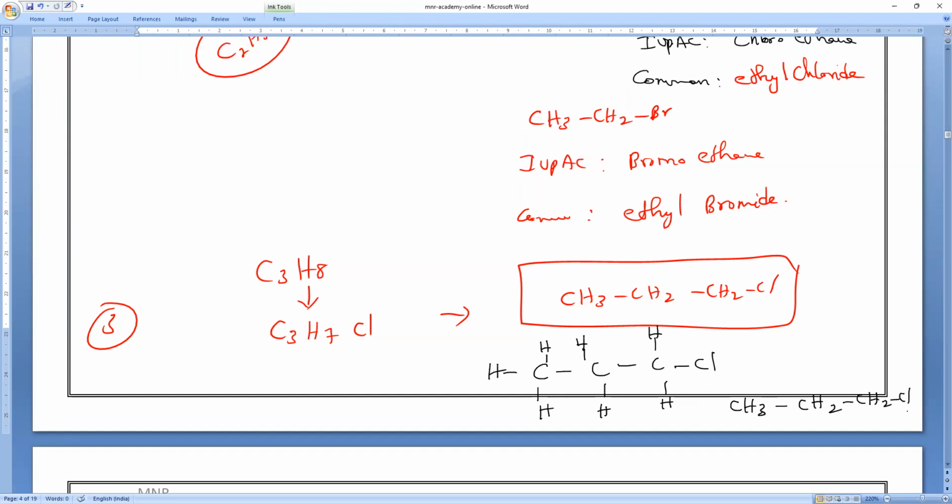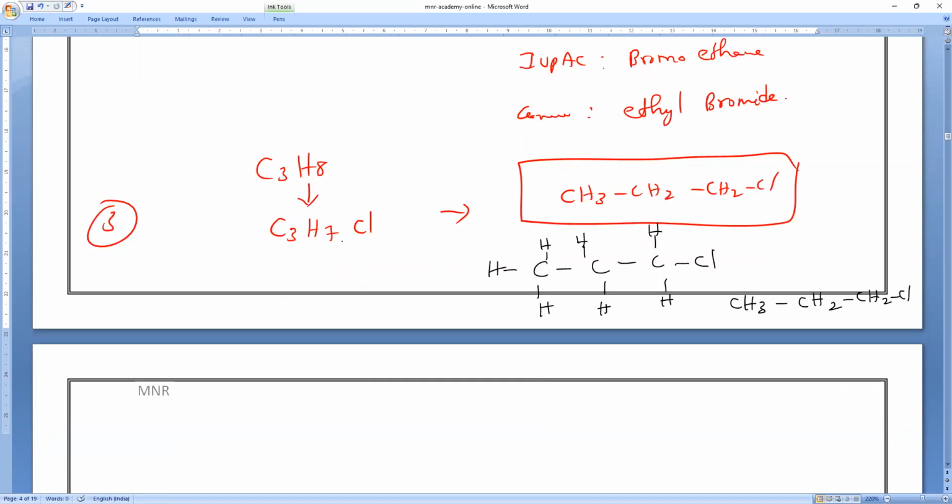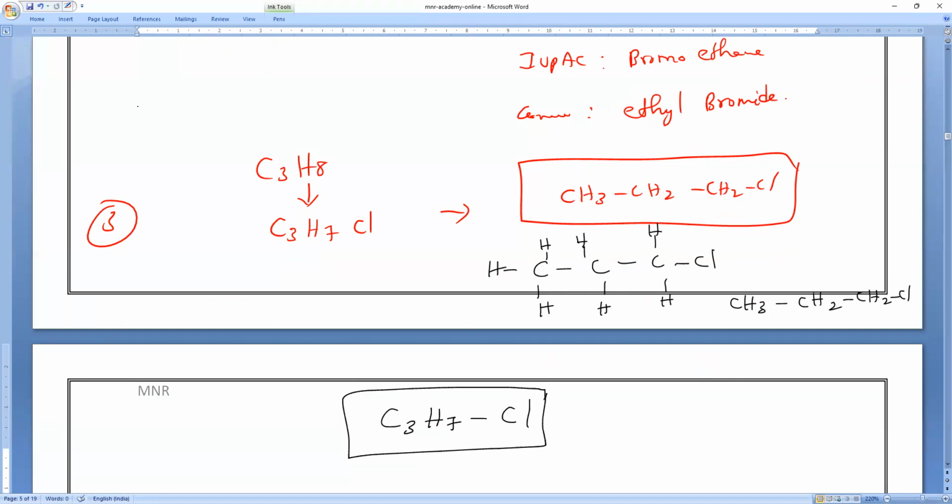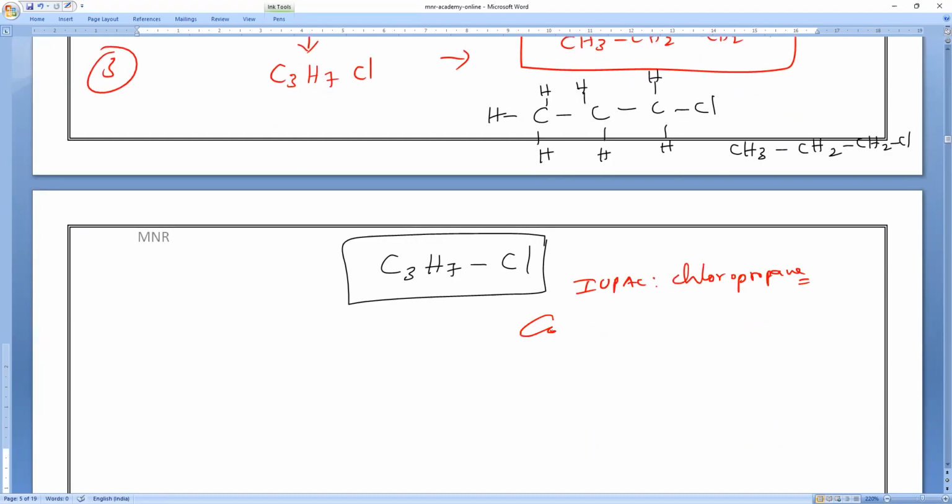Now what is the functional group here? Check it, everybody. C3H7 is the alkyl group. So what is that group? Call it propyl. That's the reason I taught you people. Propyl. So now what is the IUPAC name? Anybody can tell? Chloropropane is the IUPAC name. What is the common name? Propyl chloride. Very good.